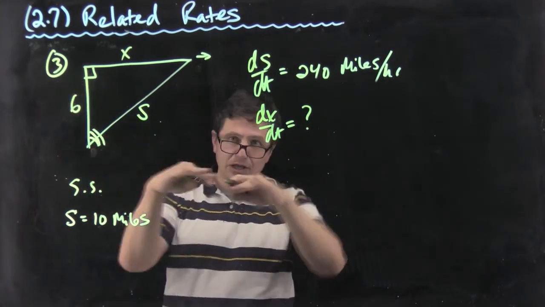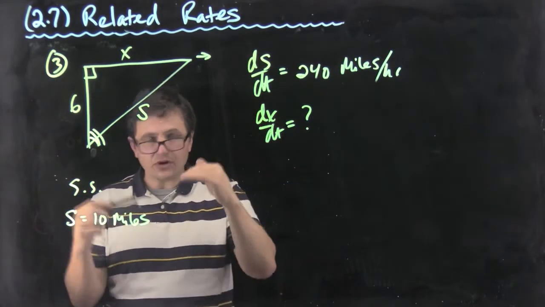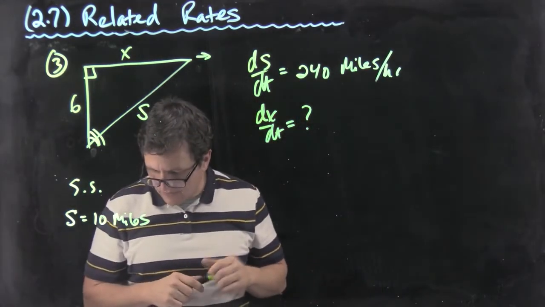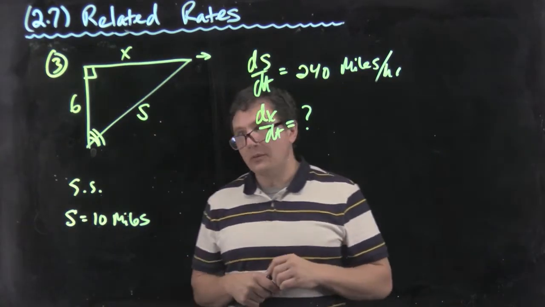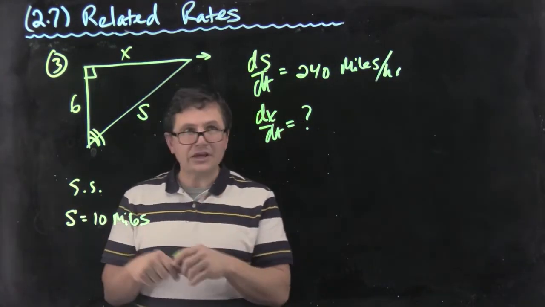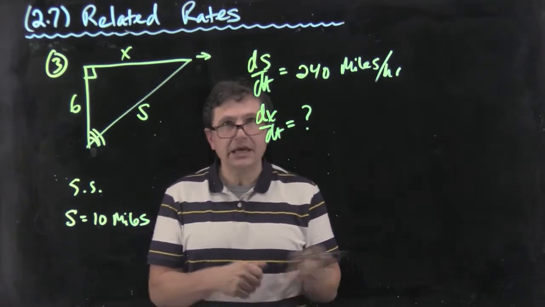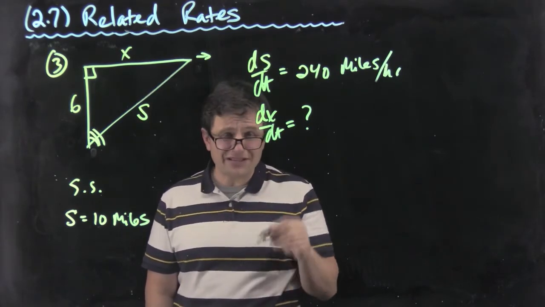Now the 6 miles, the altitude of the plane, we're going to take that as a constant. Of course, in reality, there'll be slight variations, but we're basically going to be the same that entire time. Okay. So now what I want to do is link the variables in question. So I'm given information about S, and I want to link that to dx over dt. So we're back to the Pythagorean theorem. And I will tell you, this is a pretty common thing.